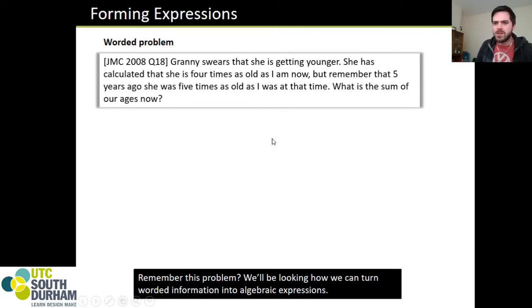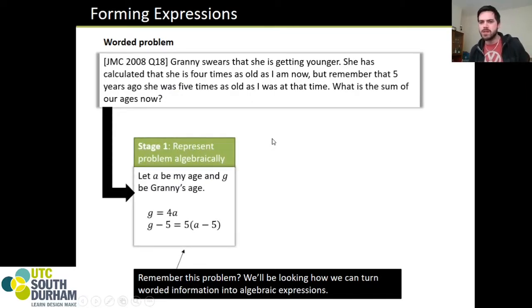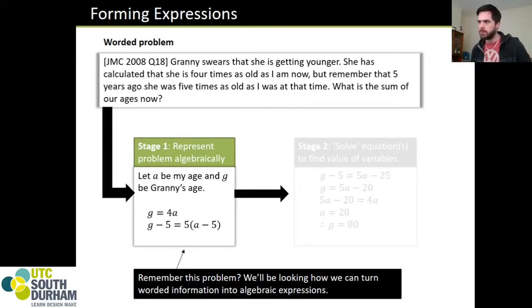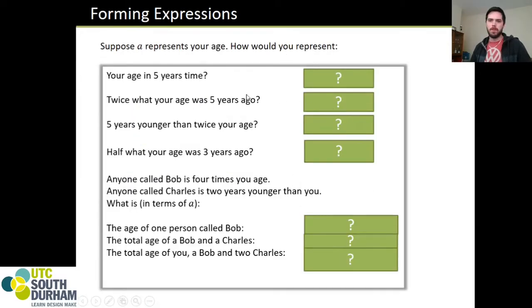And there are two stages. Usually we have to turn those words into some mathematics that we can use. It's only after we've done that successfully that we can solve the problems. So what do we need to think about? How can we take these random bits of language that are chucked at us and turn them into the mathematics that we can use?